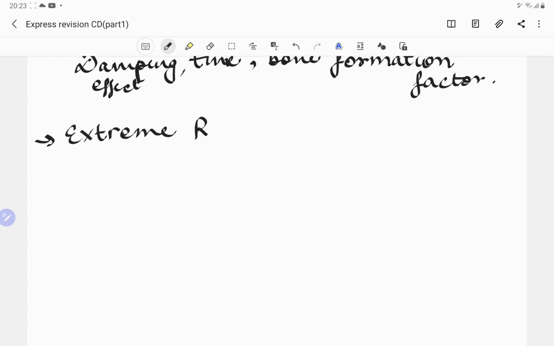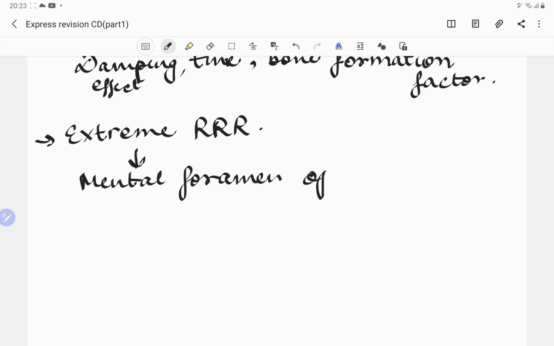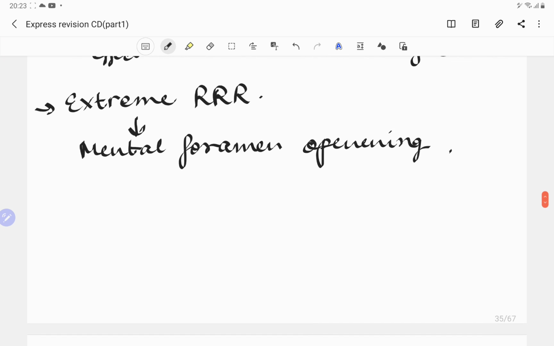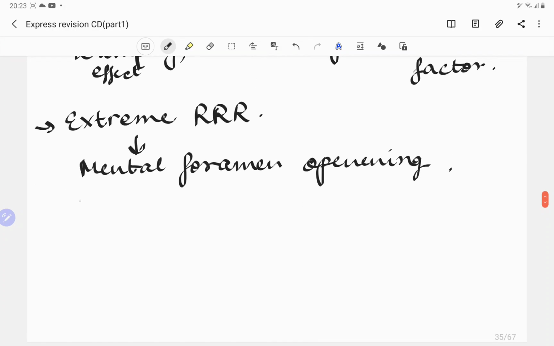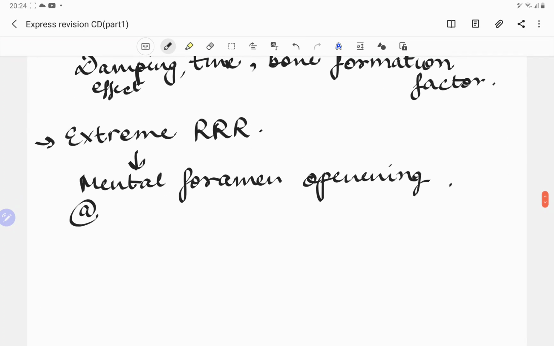Extreme bone resorption, or extreme residual ridge resorption, will result in the mental foramen opening directly at the crest of the ridge. Otherwise, the mental foramen is a relief area; we give relief in the area of the mental foramen, right?